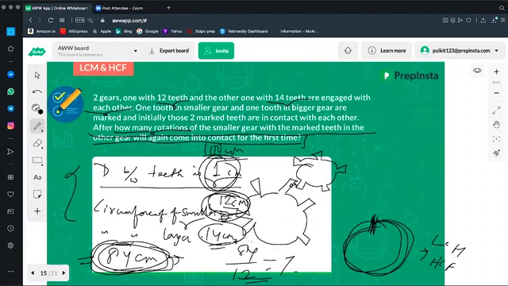Why 84 by 12? See, the LCM is 84 centimeter. So that means every gear has to rotate for 84 centimeter to be on the initial position. Vivek, yes or no? Yes. Which is the smaller gear? Smaller gear means the one with 12 teeth.